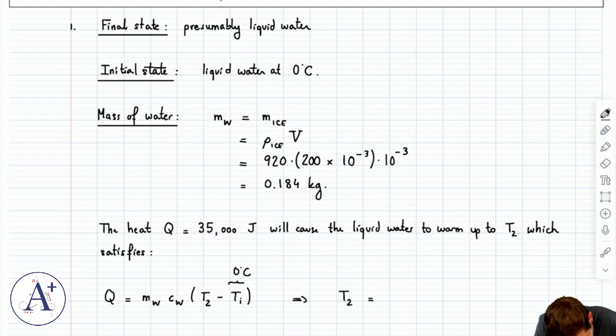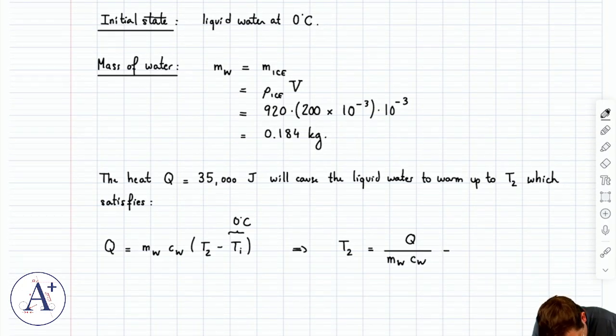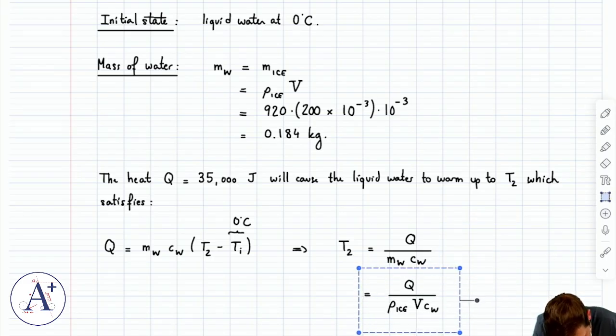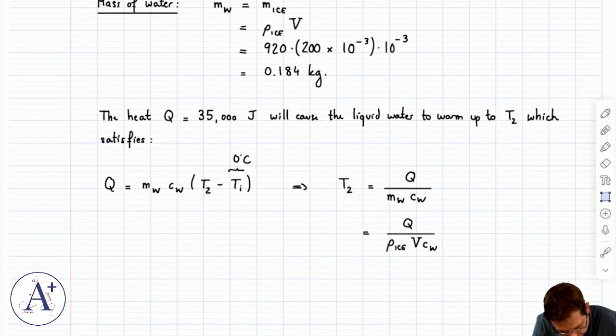T2 is going to be Q divided by mass of water, specific heat of water, which is going to be Q divided by mass of ice, which is rho of ice, times V, times the specific heat of water. And of course, we already did the calc for rho ice V, but this is probably how I would do it. I would just directly go to this and solve, but yes, this thing here is the same as this thing here.